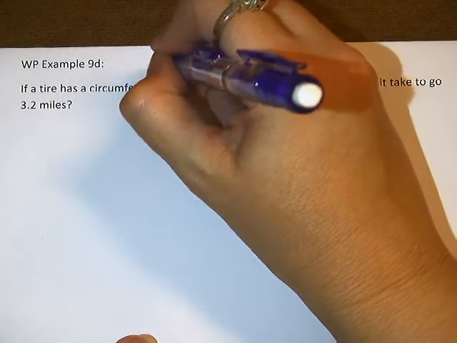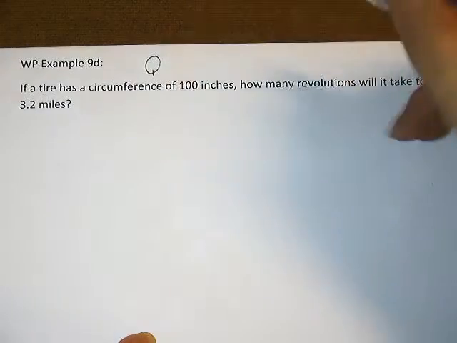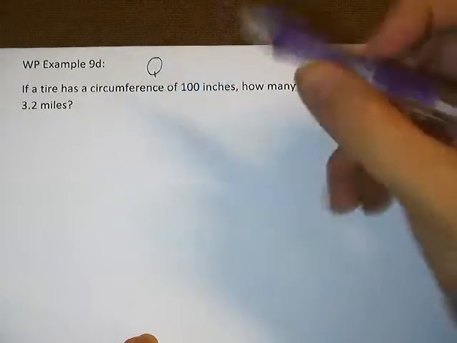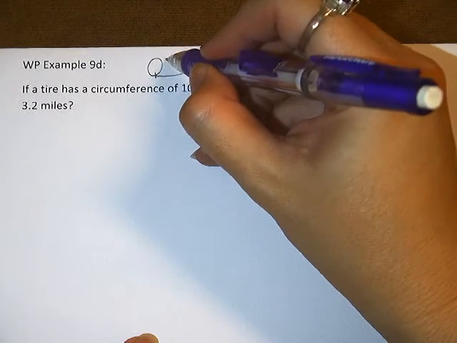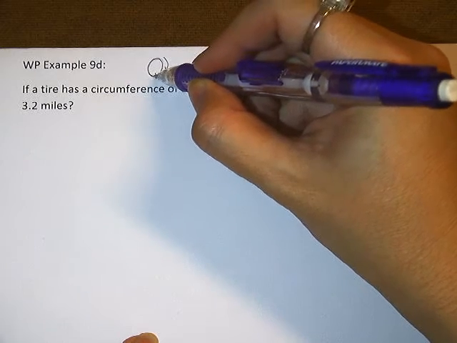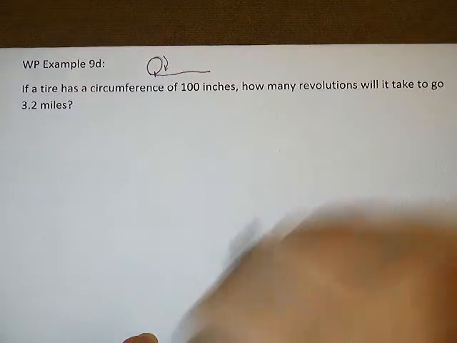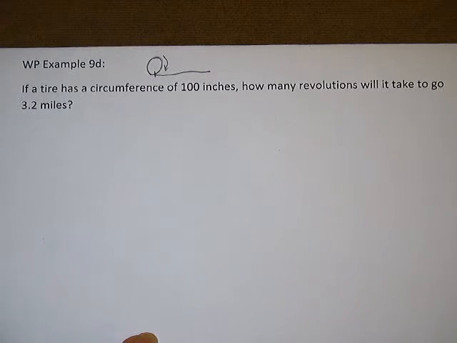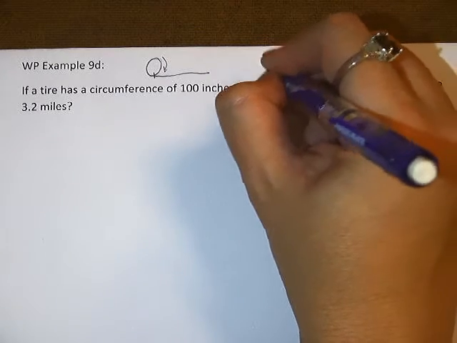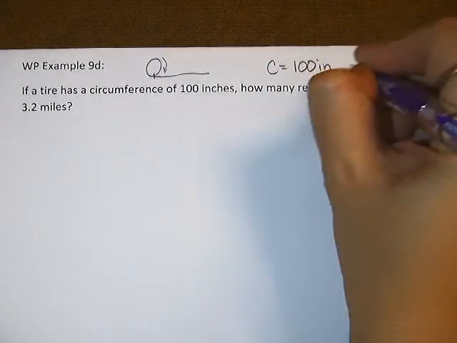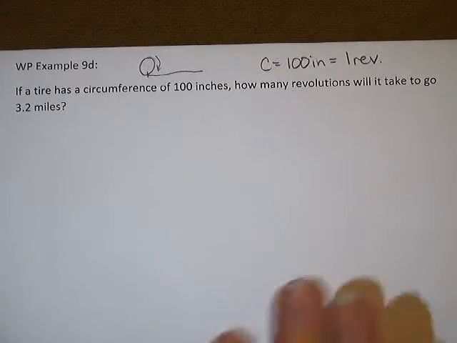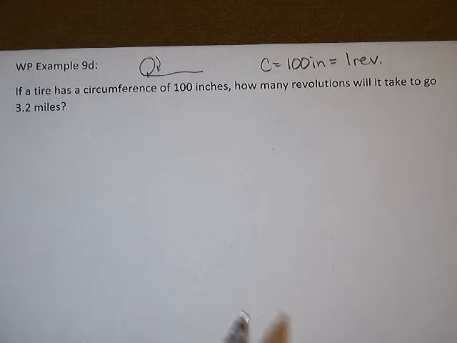So if we think about a tire, it's a circle, and circumference is the distance around, and one revolution means one time around the tire. And if we think about driving this tire along and it's spinning like this, so it's moving along this way, one full circle around the circumference is the same thing as one revolution. So what we get is the circumference of 100 inches equals one revolution for this tire here. So that's going to be one of our fancy ones we're going to use here.